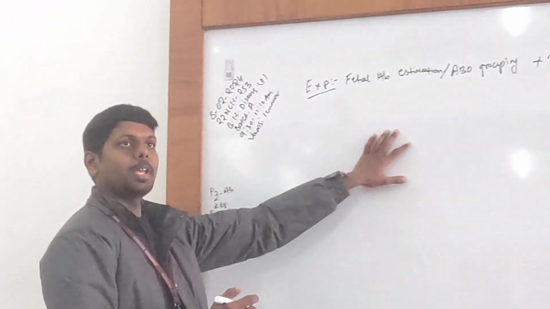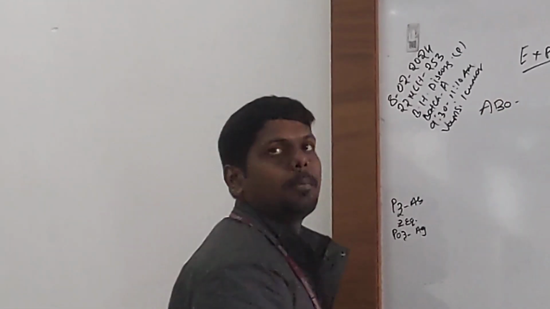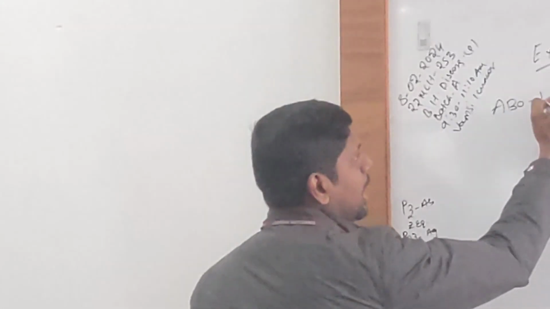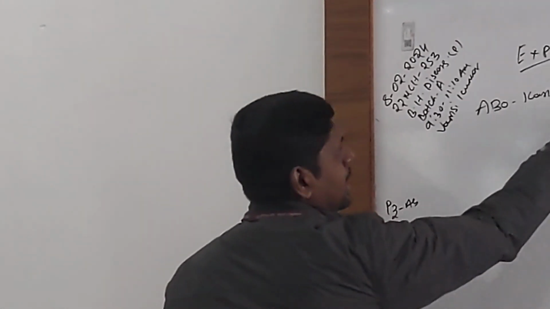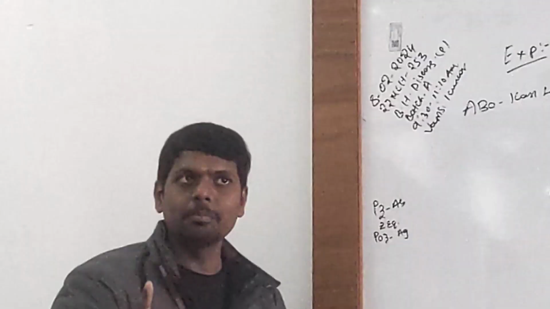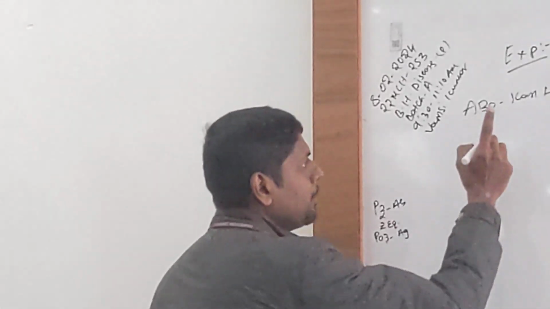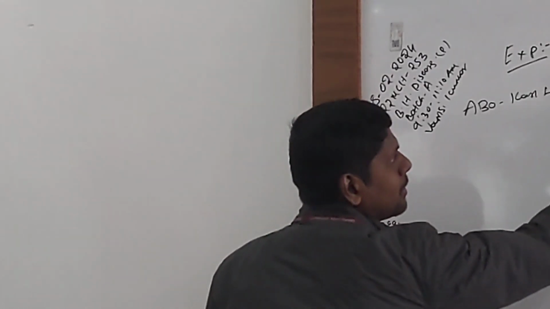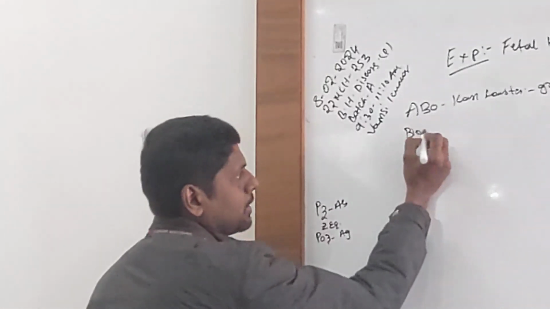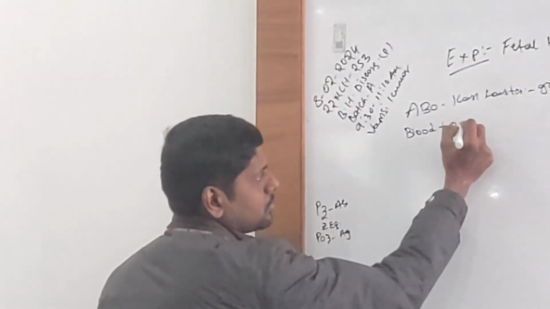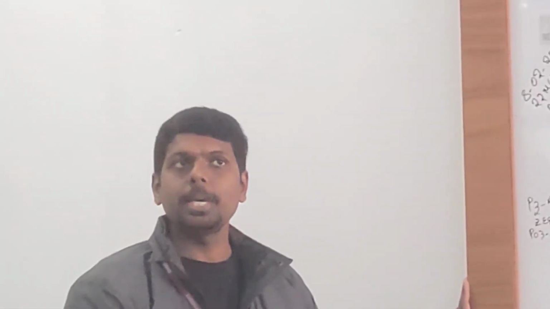ABO grouping. So, who discovered ABO grouping? Carl Landsteiner. Then keep in mind, ABO grouping is different from blood typing. Grouping is different from typing.